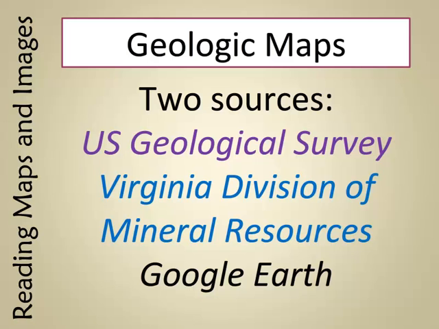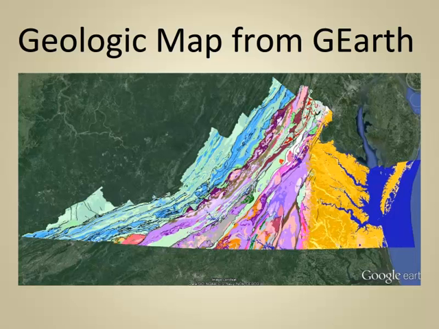The two sources of information for geologic maps are the folks at USGS and the folks at the Charlottesville office of the Division of Mineral Resources, which is our state survey. They have been putting out maps over the years, including a very large scale geologic map for the whole state. That map has been simplified somewhat and digitized and put into Google Earth, and there are maps like this for all of the states, but the one for Virginia is the one we're going to take a look at in our project, and it looks something like this.